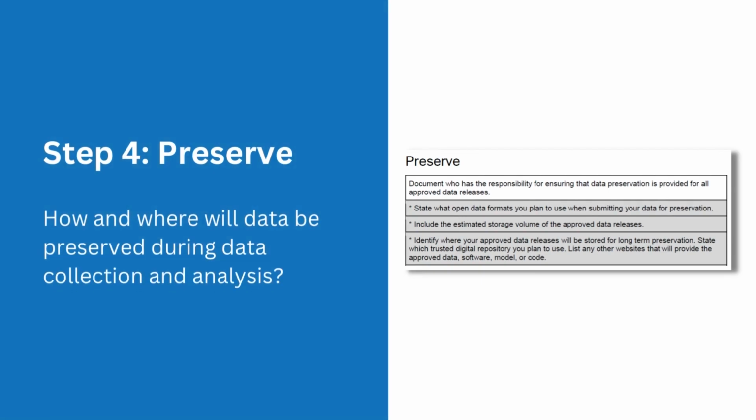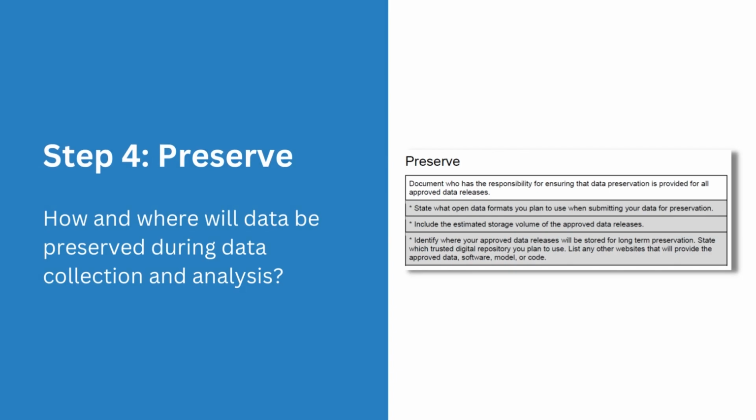Step 4. Preserve. How and where will data be preserved during data collection and analysis? Image of a section from the USGS Data Management Plan checklist. The title is Preserve, and there are 4 items in a table below it. The last 3 are all starred and have a gray background color. The first item is document who has the responsibility for ensuring that data preservation is provided for all approved data releases. The second item is state what open data formats you plan to use when submitting your data for preservation. The third item is include the estimated storage volume of the approved data releases, and the fourth item is identify where your approved data releases will be stored for long-term preservation.